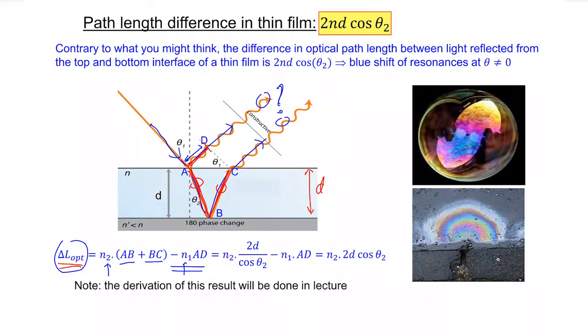And if you do the calculation, you find, to your surprise, that if you work at an angle, the optical path length difference between the second reflection and the first reflection decreases. It doesn't increase, it decreases. And the resonance that you observe, the color, acquires a blue shift. But I'll do the derivation in more detail in the lecture.